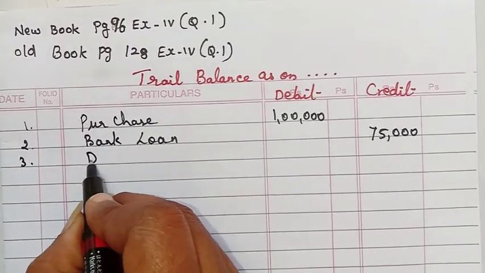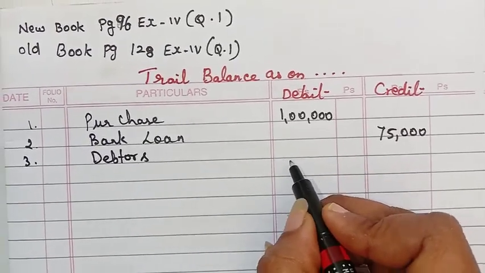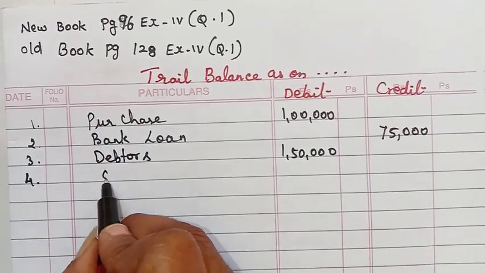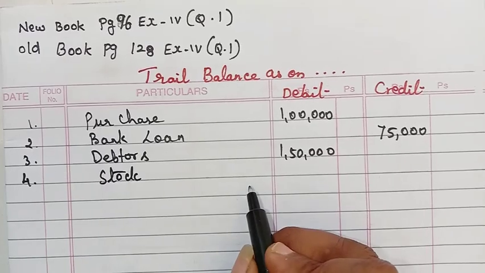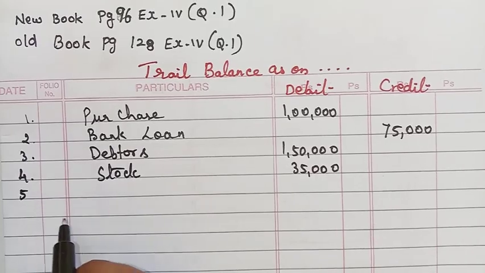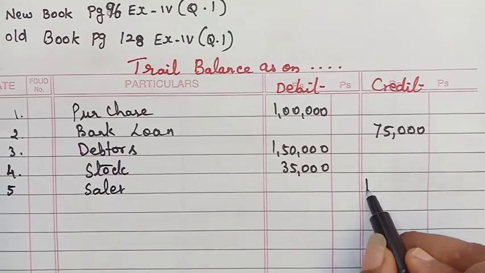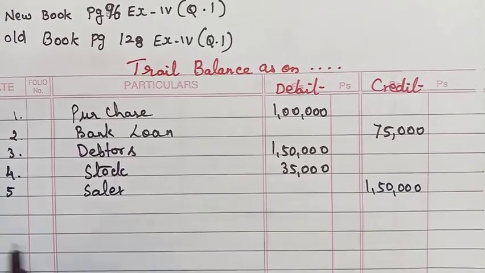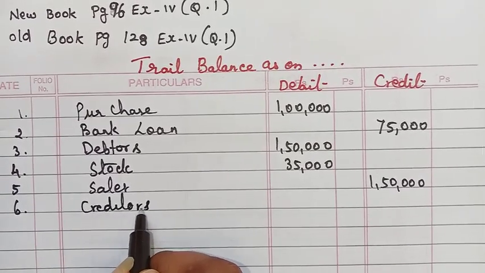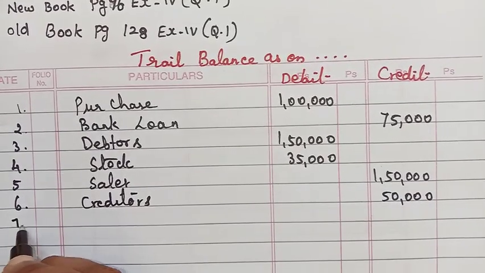Next, the third one, debtors. Debtors will come in the debit side only. What is the amount there? 1,50,000. Next, the fourth one, stock. It will come in the debit side as 35,000. Next, sales. Sales is always an income, it always comes in the credit side, as 1,50,000. Next, the sixth one, creditors. Creditors will come in the credit side only. The amount is 50,000.